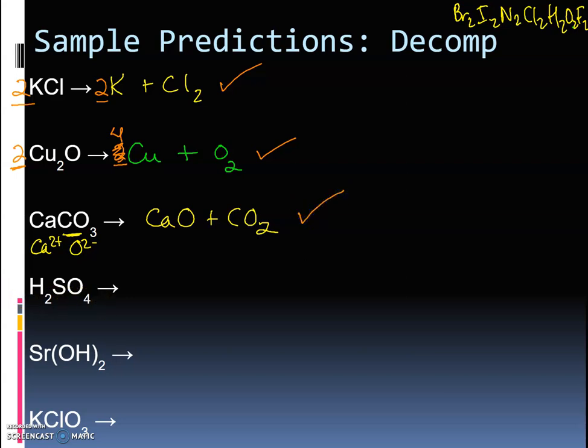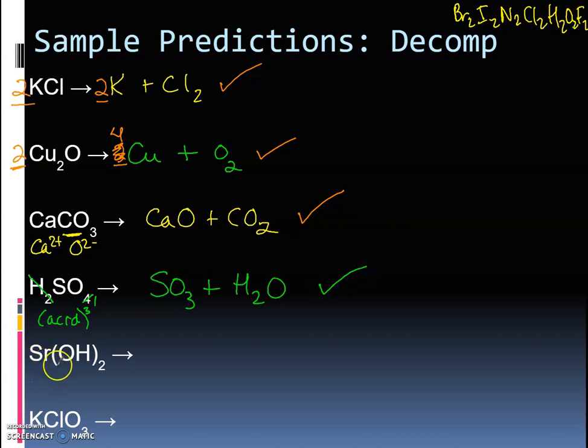H2SO4. Is this an acid or a base? This is an acid. So pull out your water, H2O, and what's left? Okay, so I got rid of the H's. I got rid of one of the O's, so I have 3 left. So I have SO3 and H2O, and that is balanced.